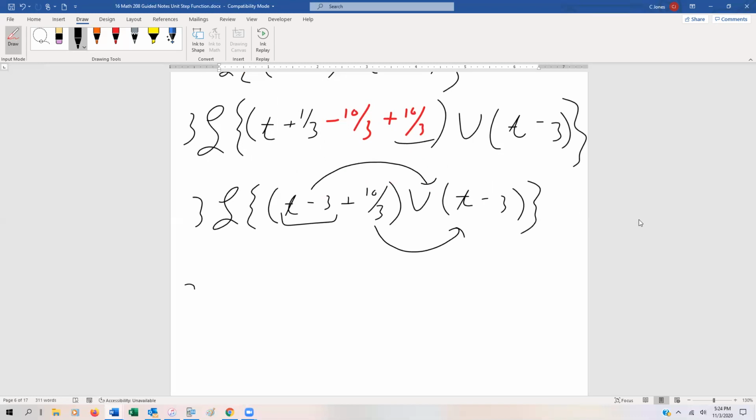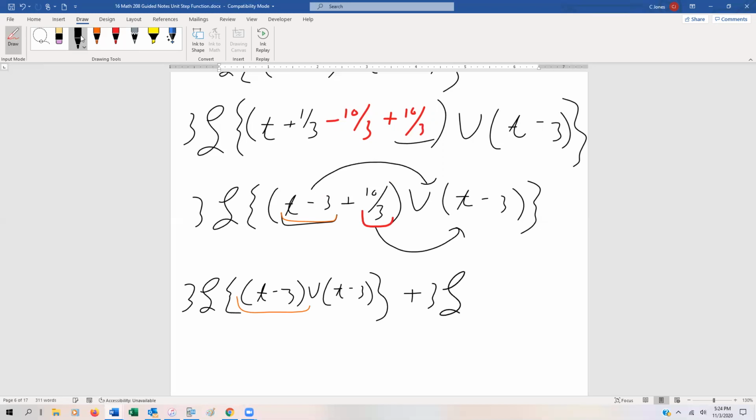So this is what we're going to get. 3 Laplace of quantity t minus 3, unit t minus 3. All right, so that's our first distribution. So that's this part. And then we still have the 10/3. And so that's going to be plus 3 Laplaces of 10/3 times the unit step function of t minus 3.